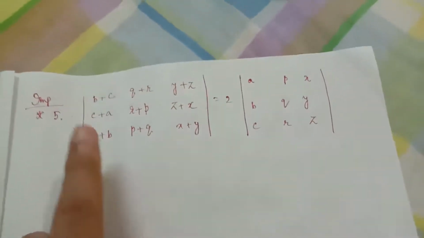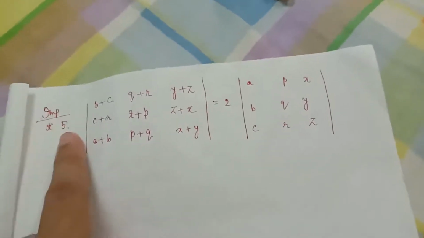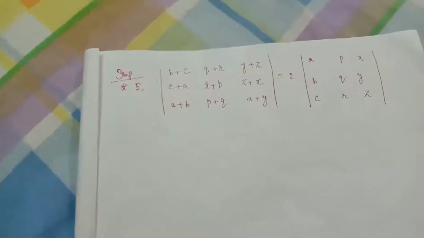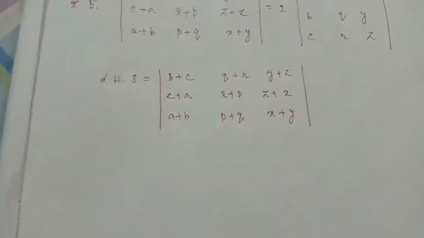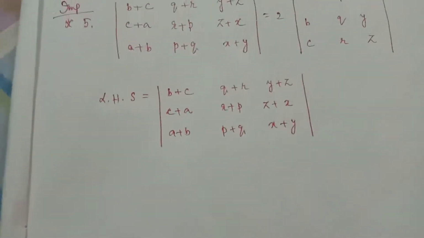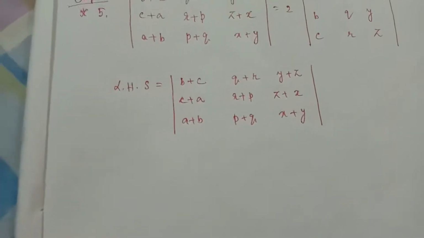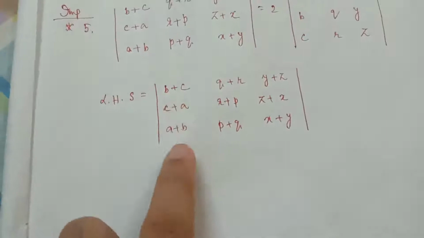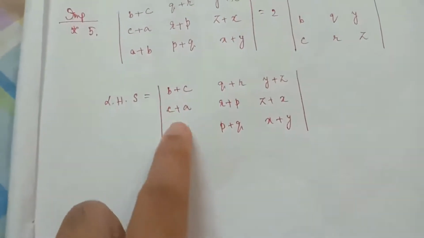Now this is a very important question from exam point of view. Let us start with the left hand side. Now what should be our first step? Let us add these three, R1, R2 and R3.